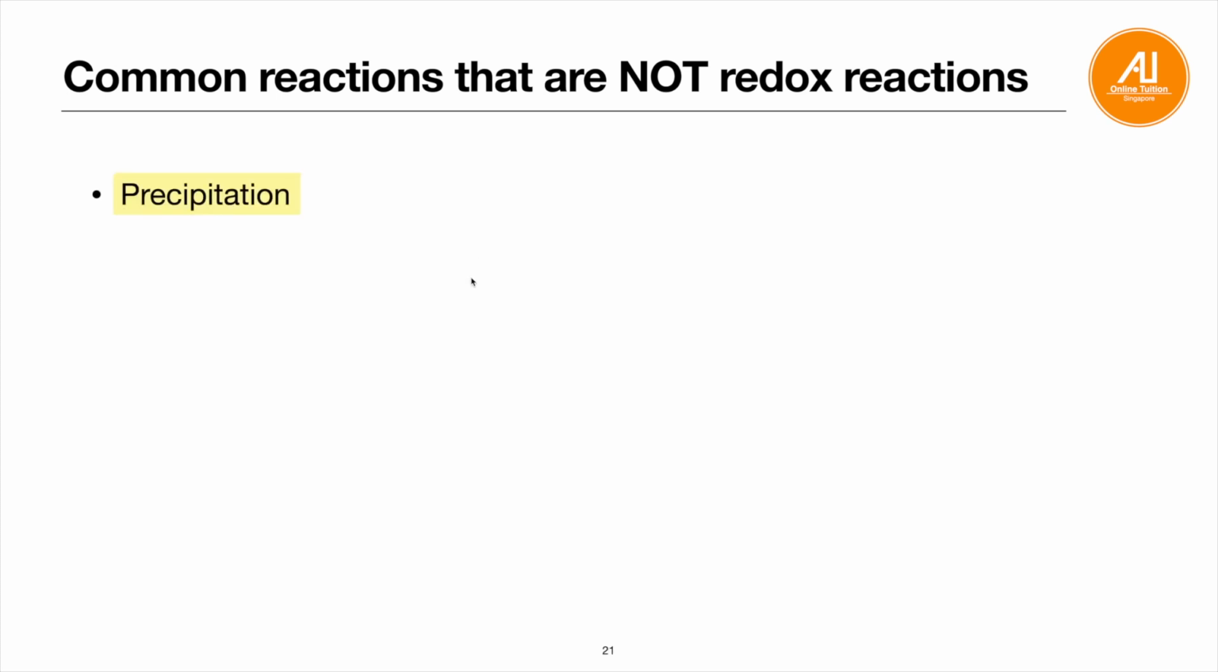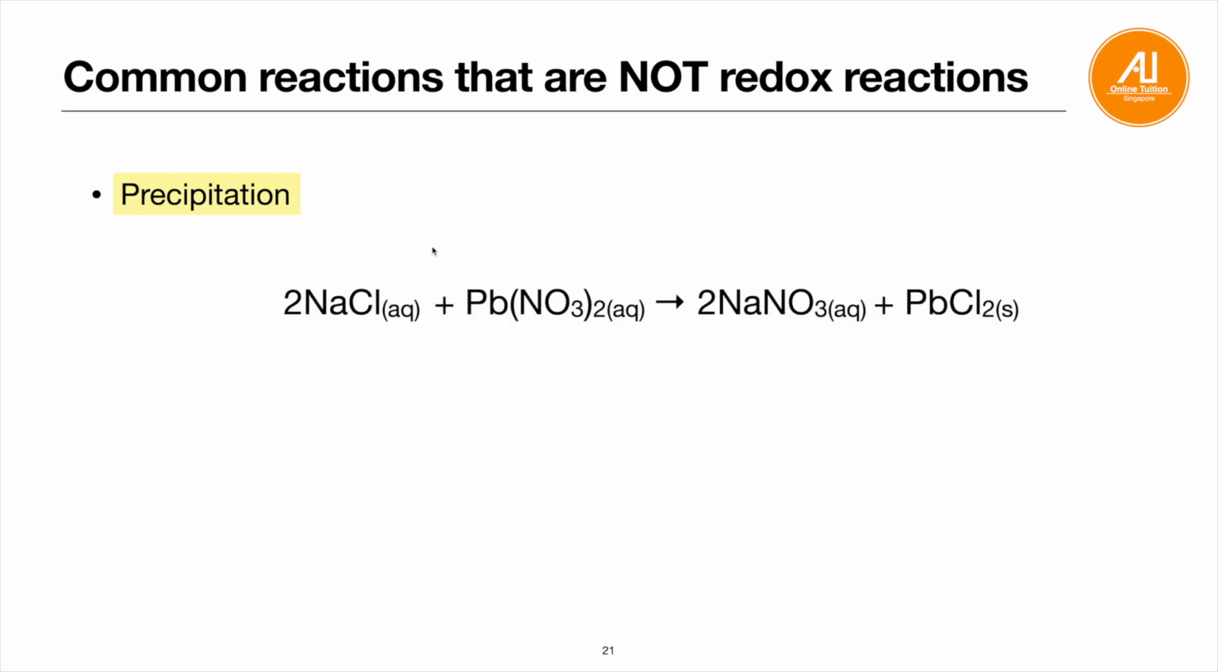Precipitation is also not a redox reaction. Let's look at a typical example: sodium chloride plus lead(II) nitrate gives you sodium nitrate and lead chloride. The lead chloride is the solid, the precipitate, an insoluble salt. Let's look at the oxidation number for each of them. Sodium chloride: chloride is -1, sodium is +1. For lead(II) nitrate, there's a polyatomic ion inside, so it's a bit confusing. A smart way is to split them up into their individual ions.